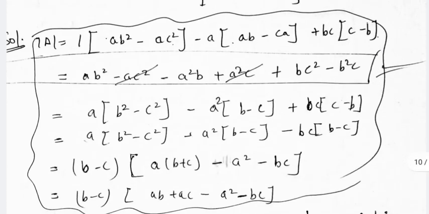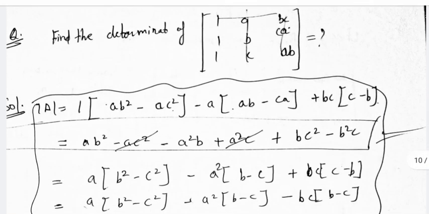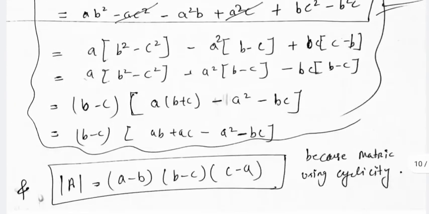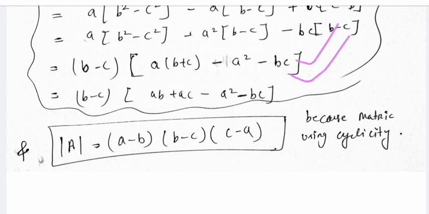But as we consider this matrix, what type of matrix is this? This is a cyclic type of matrix. Here the cycle is repeated on each side, so due to this reason the matrix is going to be cyclic. So the determinant of this matrix is equal to (A minus B) in parenthesis, (B minus C) in parenthesis, (C minus A) in parenthesis. So this is your correct answer.